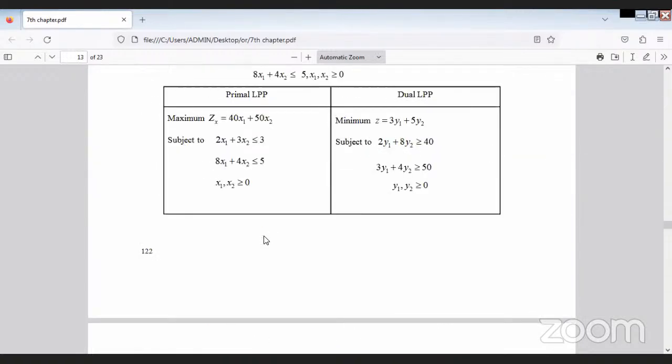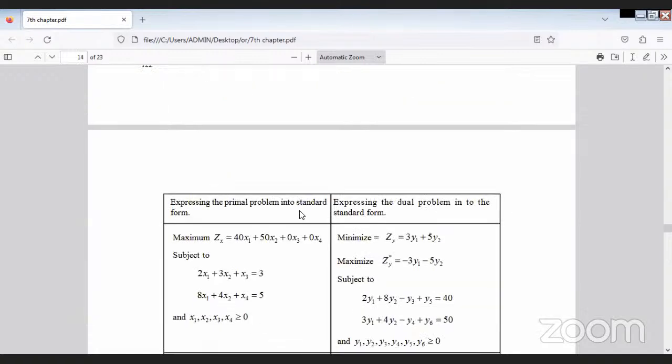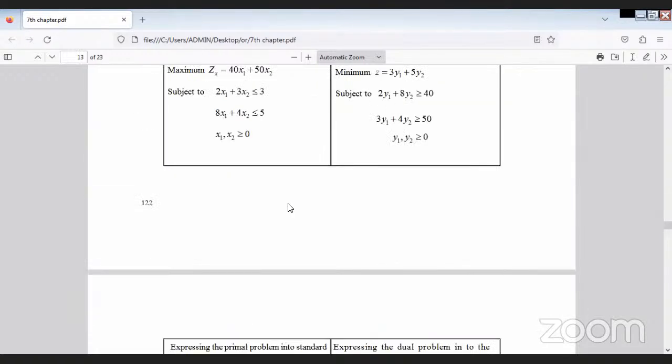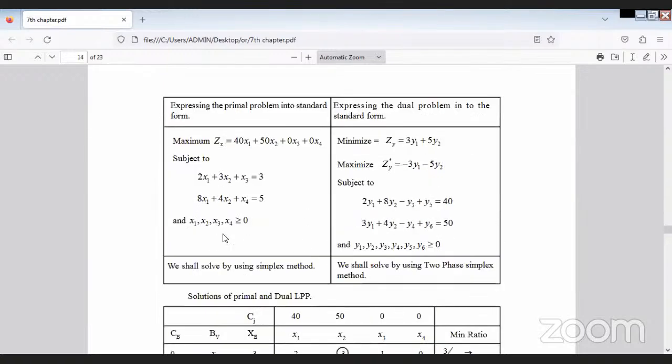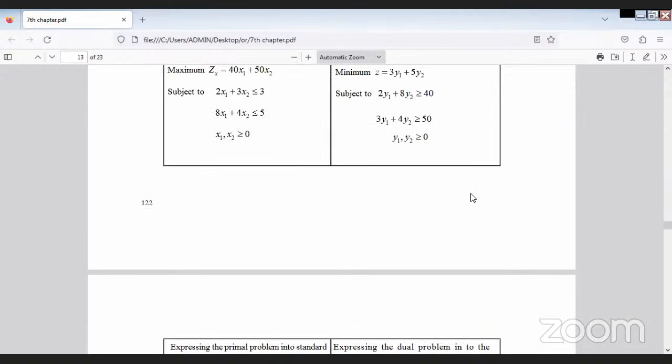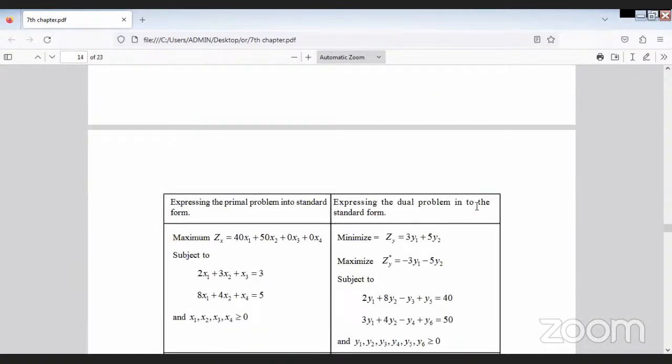So 2x1 plus 3x2 plus x3 is greater than or equal to 3, that is x3 is equal to 3. Add x1 plus 4x2. Then x3, and x4 this down. x1, x2 greater than or equal to 0. Same: 3y1 plus 5, 2y1 plus 8y. Z is equal to minus 3y1 minus 5y2. So subject to constraints here, 2y1 plus 8y2 minus y3 plus 5y.